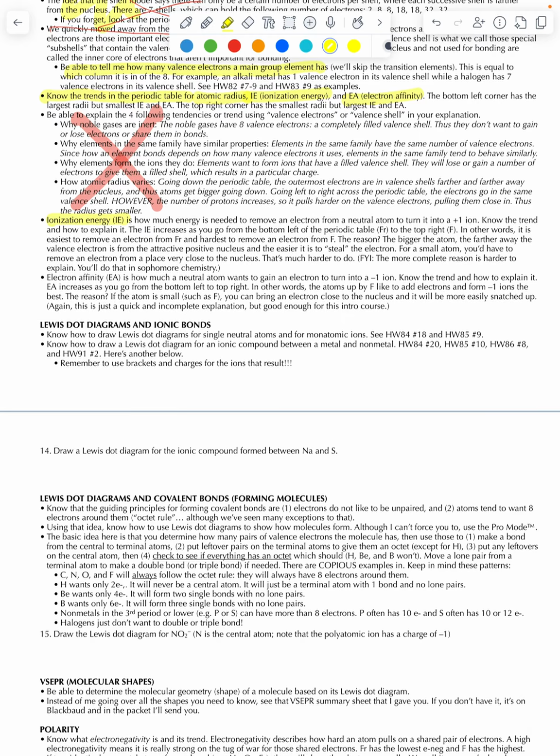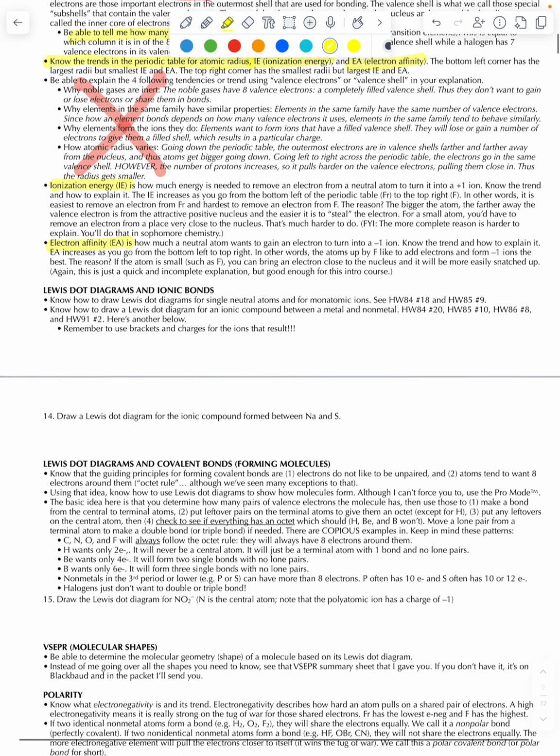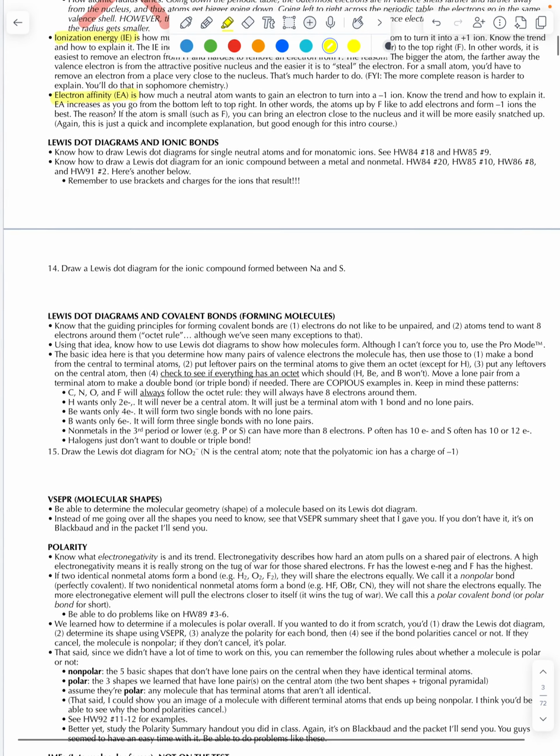Understand what ionization energy means in terms of, does that mean it's easy to form a positive ion, or is it hard to form a positive ion? Same idea with electron affinity. Understand what a high or low electron affinity means.